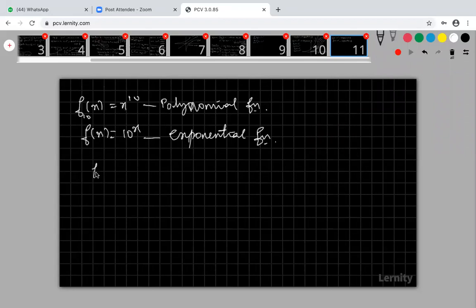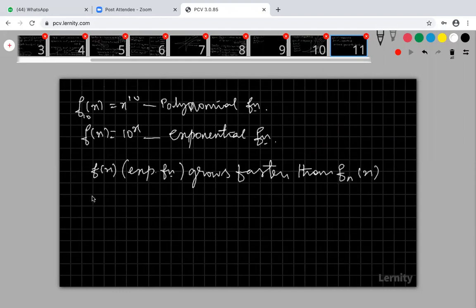That means my f of x, that is the exponential function, grows faster than my polynomial function fn of x.